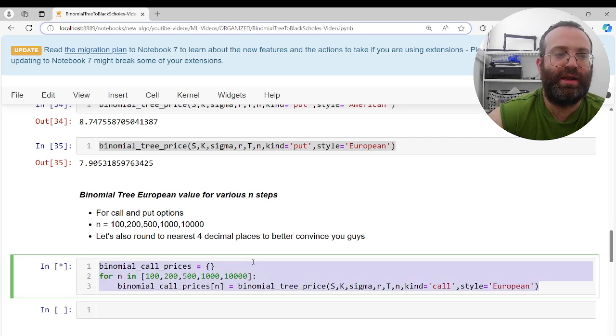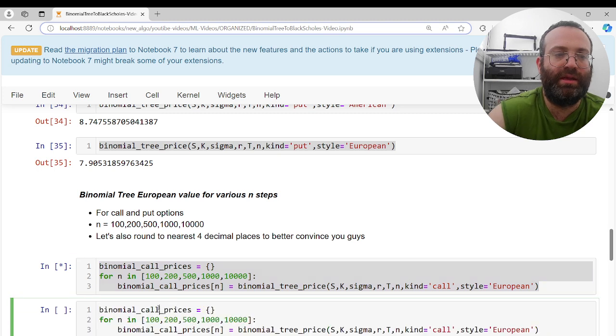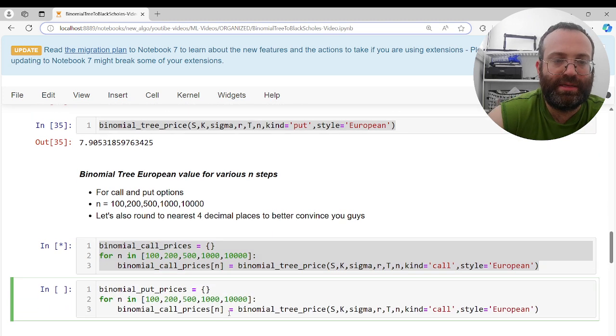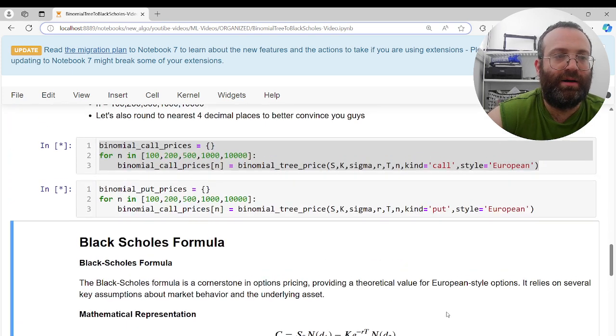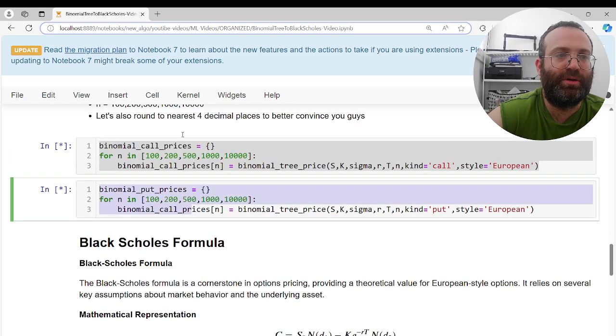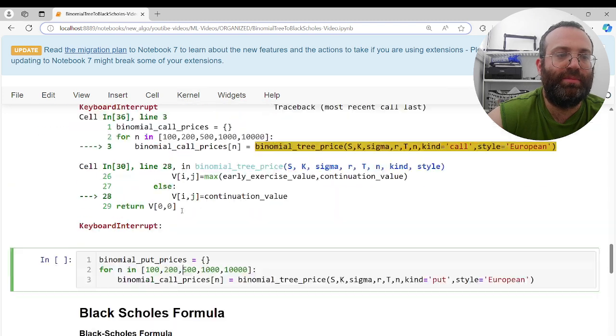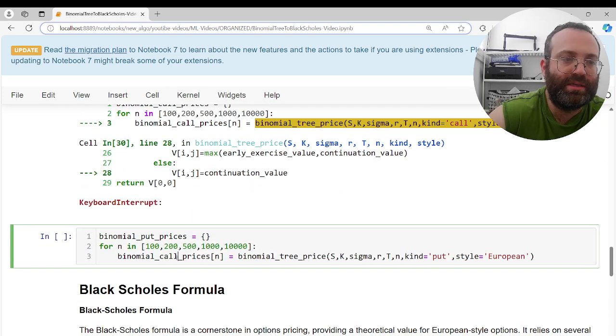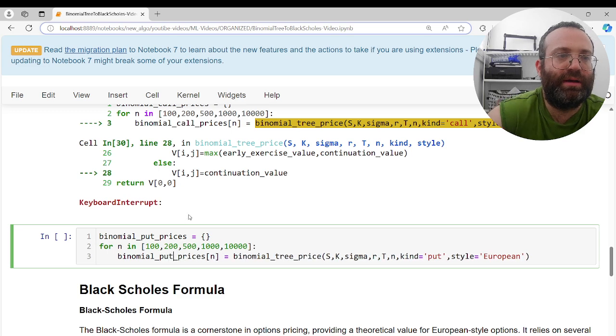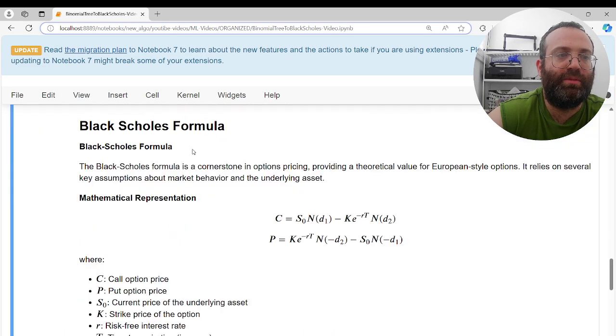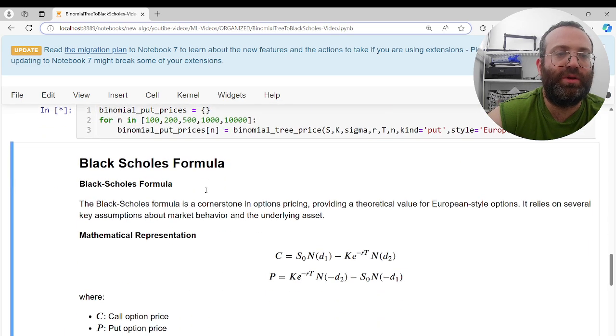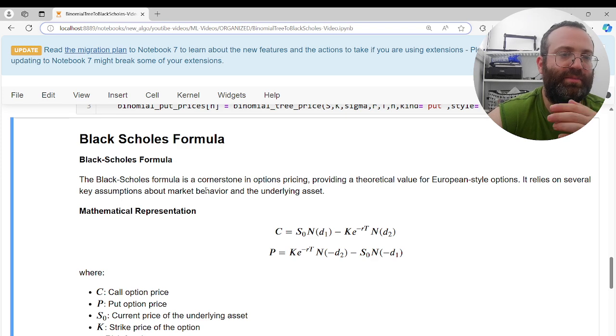Now for put prices, we're going to do the same thing, binomial put prices, and it'll just be put. That's the only difference. Did I mess up? Oops, I called this binomial call prices, so sorry about that. So I'll interrupt it and do binomial put prices. Okay, great. Call prices, and now we'll run it. And in the meantime, while this is running, I'll give an overview for beginners on the Black-Scholes formula.